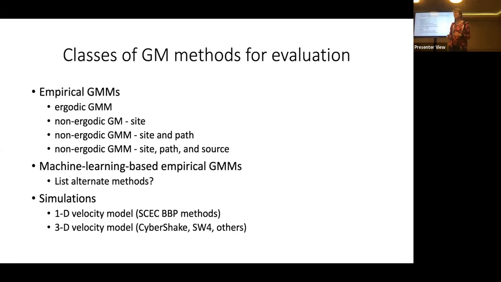There's a whole bunch of classes of ground motion methods that we can potentially evaluate, and I don't think I'm going to go into this in any detail, but there's all kinds of different empirical techniques. Machine learning techniques are really starting to come online in ground motion modeling. And then, of course, there's simulation-based techniques, where we develop models based on simulations, either 1D velocity models or more detailed 3D velocity models using things like CyberShape and so on.